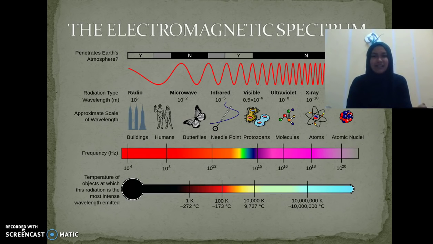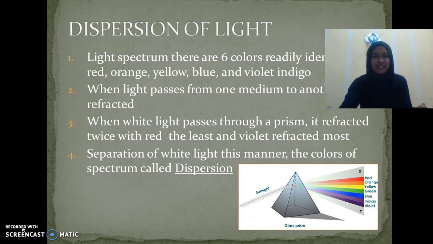The electromagnetic spectrum. These are some examples of the electromagnetic spectrum. Dispersion of light. In the light spectrum, there are 6 colors readily identified: red, orange, yellow, indigo, blue, and violet. When light passes from one medium to another, it is refracted. When white light passes through a prism, it is refracted twice, with red the least and violet refracted most. This separation of white light into the colors of the spectrum is called dispersion.